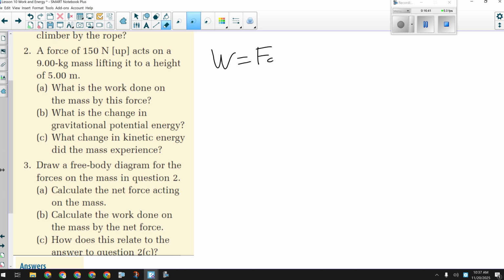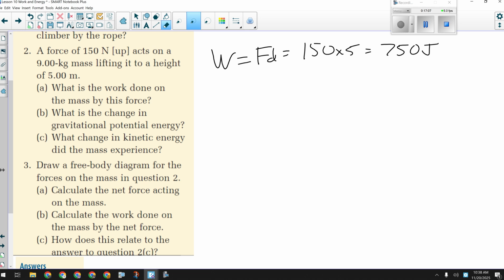So work equals force times distance. I'm just going to go 150 times 5 should be 750, right? Is that right? 750 joules? Okay, so that's how much work is done. That's a simple calculation. For part B, what's the change in gravitational potential energy?